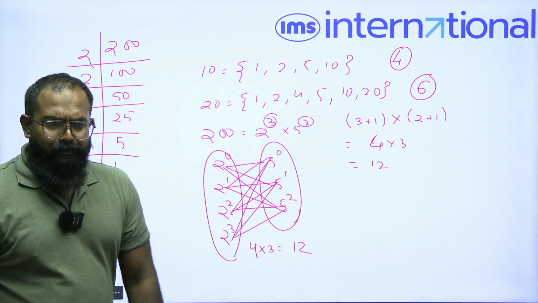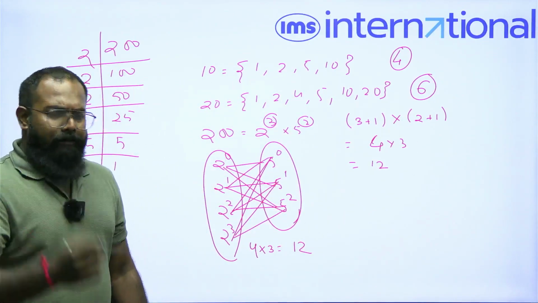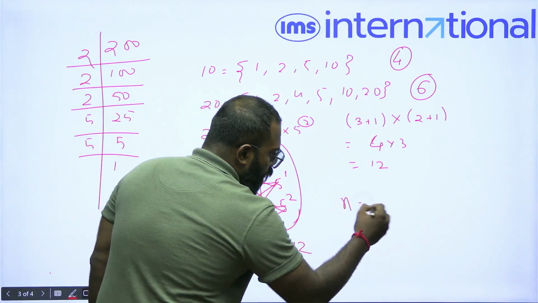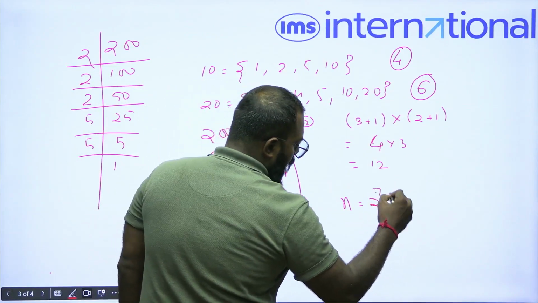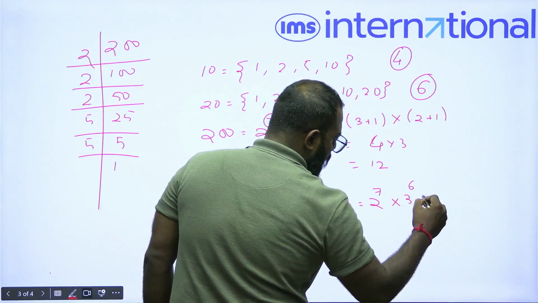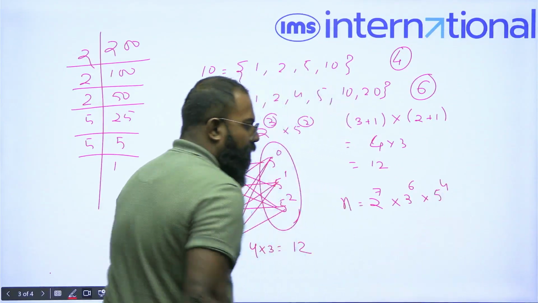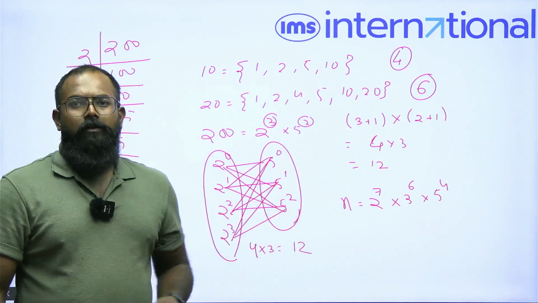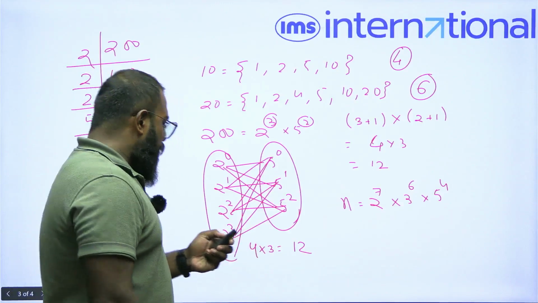Clear? Now, try one. Try to find the number of factors of 2 raised to the power 7 times 3 raised to the power 6 times 5 raised to the power 4. Give it a try. Comment down the answer. Okay, let's move to the question now.